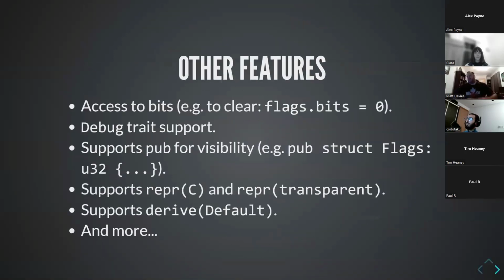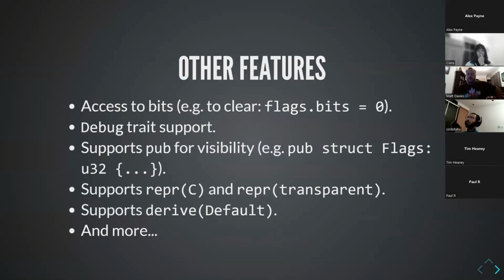And there are other features in this. We've got access to the bits using the .bits field, and we can set that to 0. We can set it to some predefined value if you want to. There's Debug trait support, so you get nice little messages if you use debug printing. There's also support for pub for visibility inside the macro, so you can have private bit flags which don't appear outside your module.